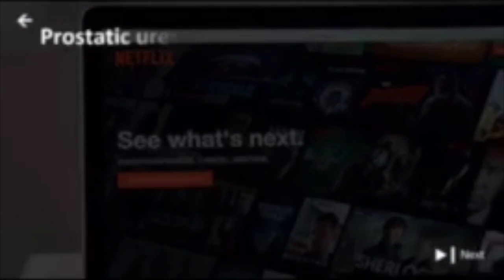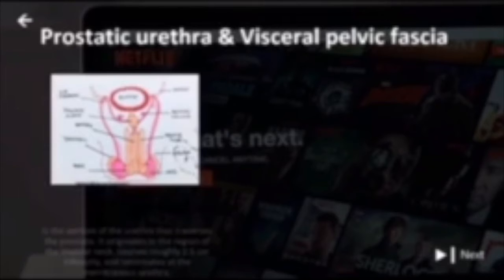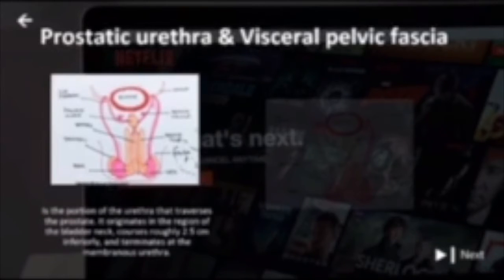Next, we have the prostatic urethra and visceral pelvic fascia. The prostatic urethra is the portion of the urethra that traverses the prostate. It originates in the region of the bladder neck, courses roughly 2.5 cm inferiorly, and terminates at the membranous urethra.